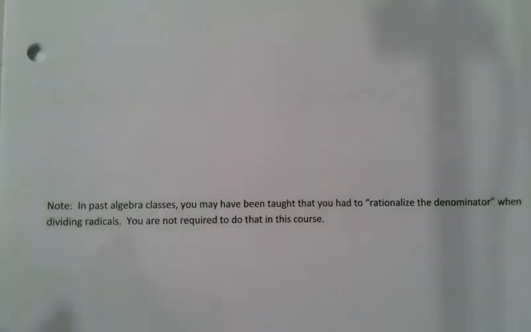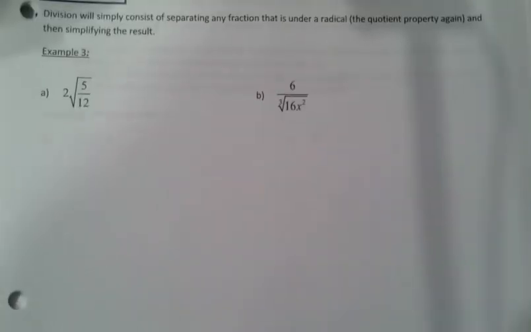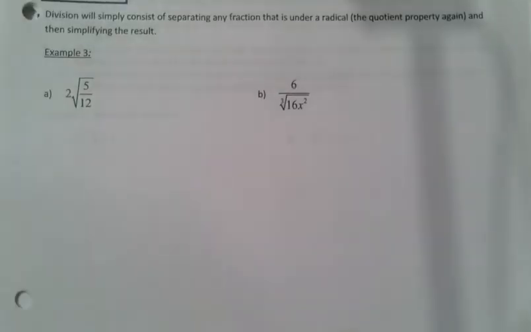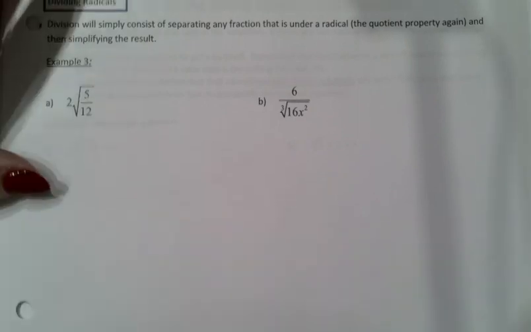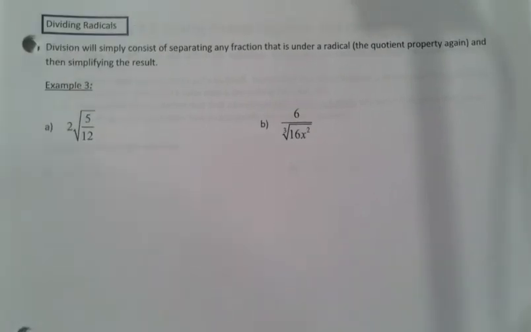All right, we've added and subtracted, we've multiplied. Last thing we have to talk about is division. And really, division in the case of radicals is going to consist of just simply separating any fraction that's under a radical, it's that quotient property, and then simplify your result. Simplify the top, simplify the bottom. So what is that going to look like?